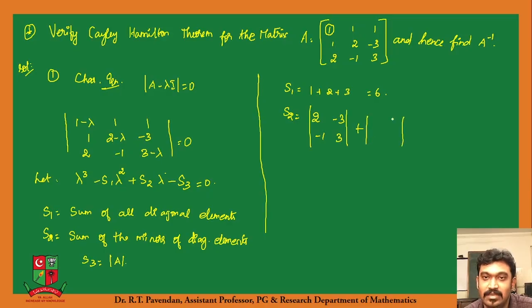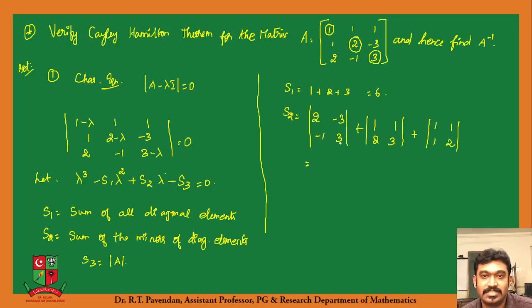Plus the minor of the second diagonal element, that is 2. We have to leave off the second row and second column. That way we get the minor [1, 1; 2, 3]. Plus, for the third diagonal element, we have to find the minor. We leave off the third row and third column, so we get [1, 1; 1, 2].